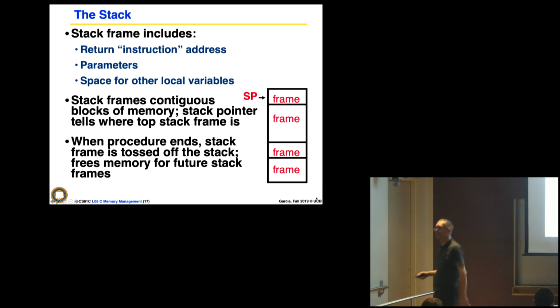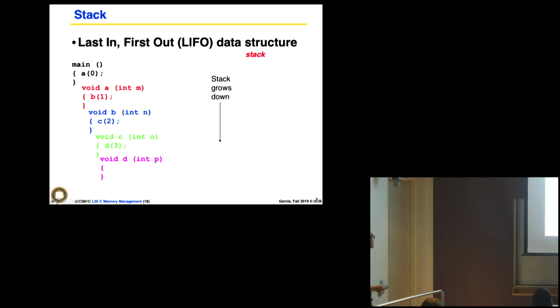I have a little animation for you. It's a little PowerPoint animation. Here we go. Main calls A, A calls B, B calls C, C calls D, and D does nothing. Watch what happens. Main loads up. That's what happens when main is running. Oh, there's a function call.